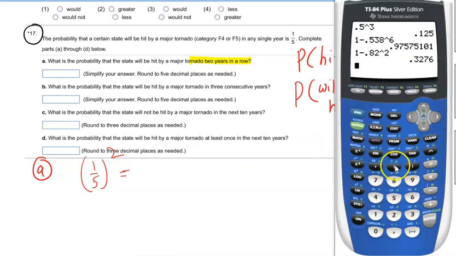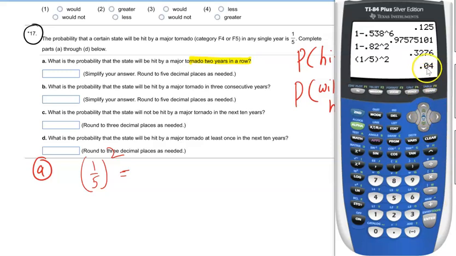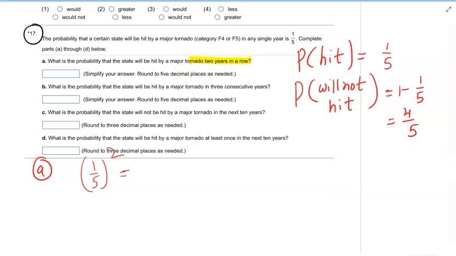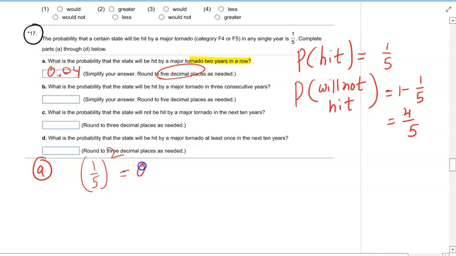Let me show you. Parenthesis 1 divided by 5 raised to the power 2. You get 0.04. Okay, round it to 5 decimal places, but it doesn't matter if you put 0.04 or 0.04000. It's the same thing. No worry about the zeros in the back. Okay, that's the first part.